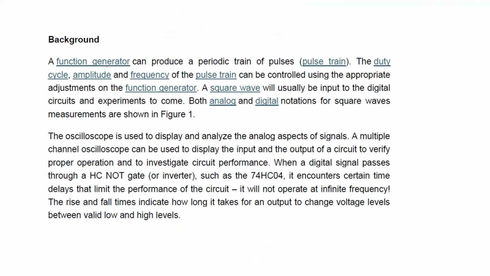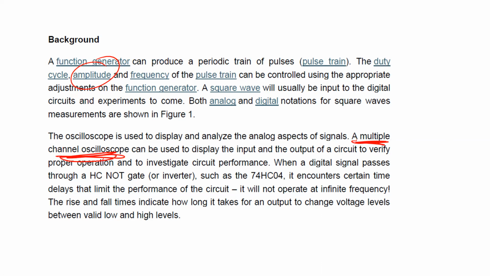I'm going to talk about the amplitude shortly. Here I'm just explaining. This one should generate a square wave, right? This one can be analog or digital. The scope is used to display and analyze your signal. One of the good things here is that we have multiple channels.